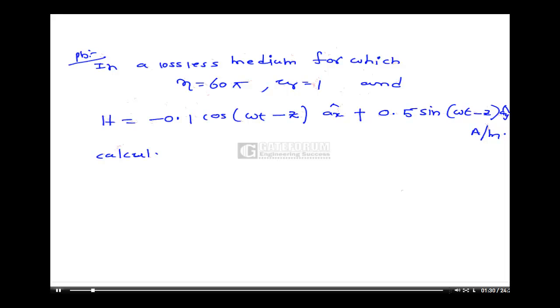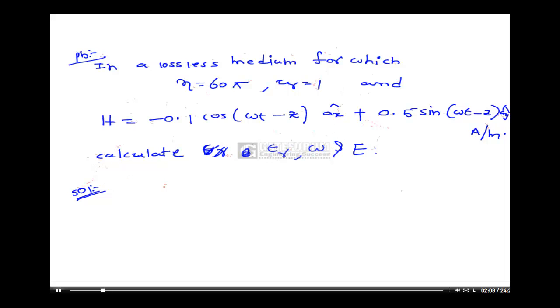Calculate epsilon r, omega and E. This is a given problem. Generally in the examination there is a possibility of asking any one of these. So the solution for this problem is, here it is given a lossless medium.